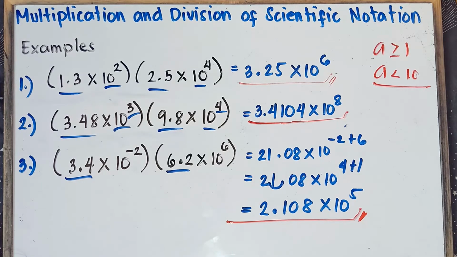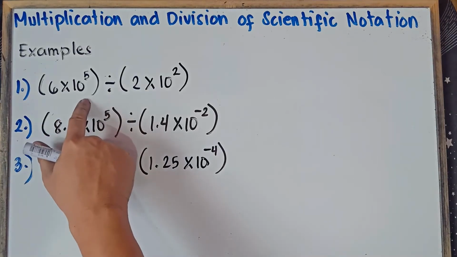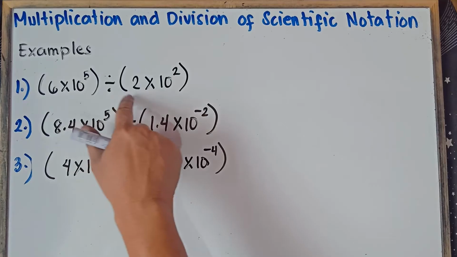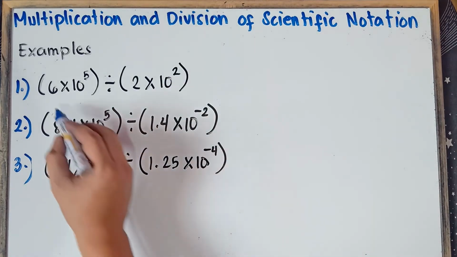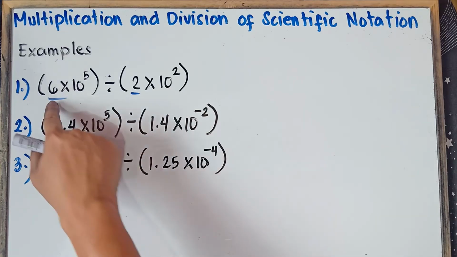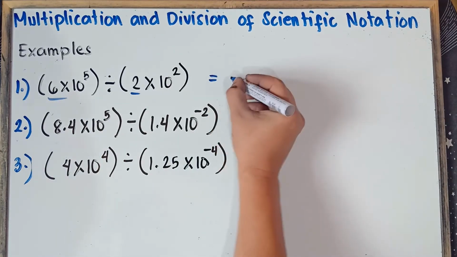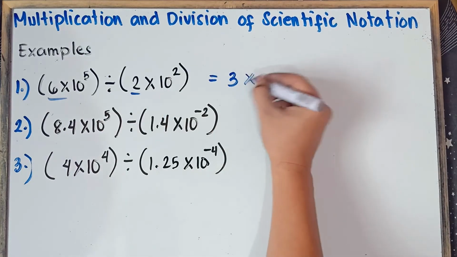Alright, so let's proceed now in dividing scientific notation. So let's start with example number 1. 6 times 10 raised to the power of 5, divide 2 times 10 raised to the power of 2. So first thing to do, class, you simply divide the number 6 and 2. Can we divide 6 by 2? Yup, 6 divided by 2. The answer is 3. And then simply copy the base, 10.